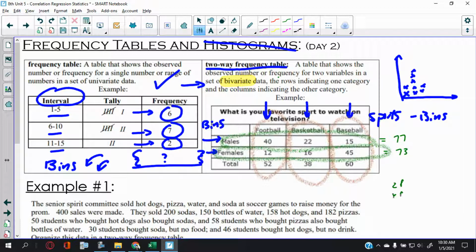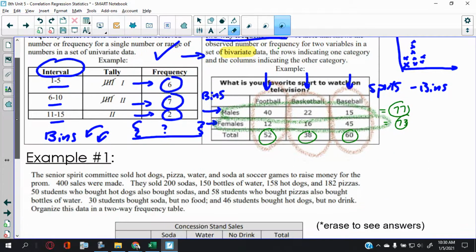28, 45, all right. So on and so forth. So it gives you the total for football, basketball, baseball, but it also gives you the total for males and females who are watching the sport. That way it gives you a lot more information.